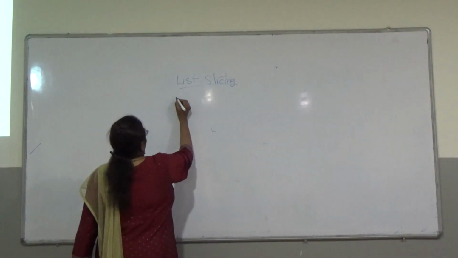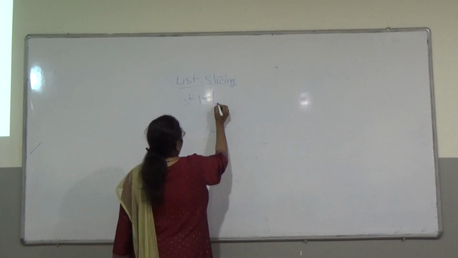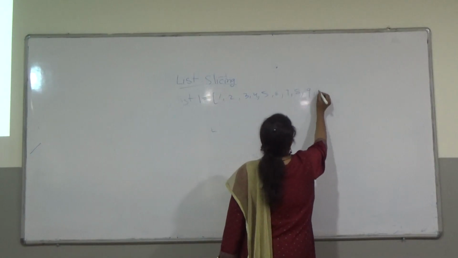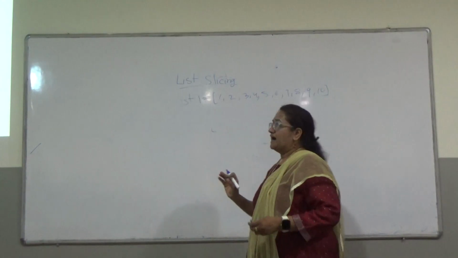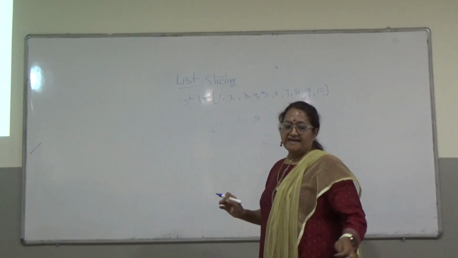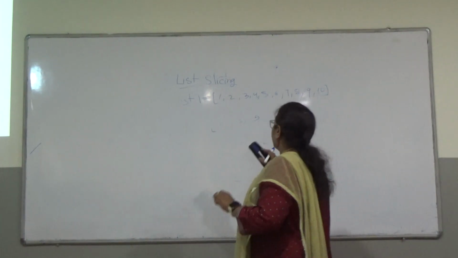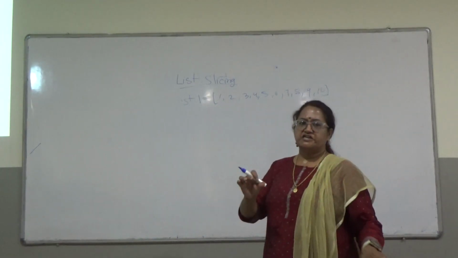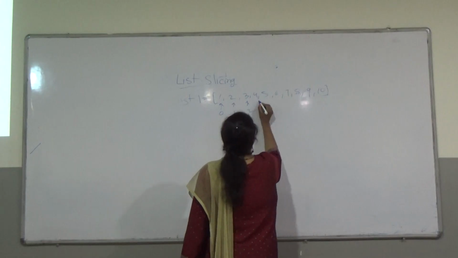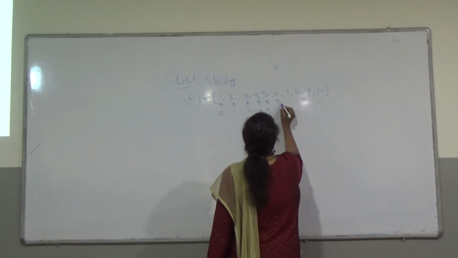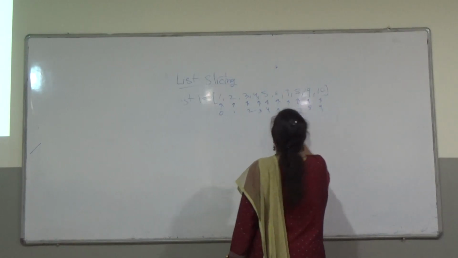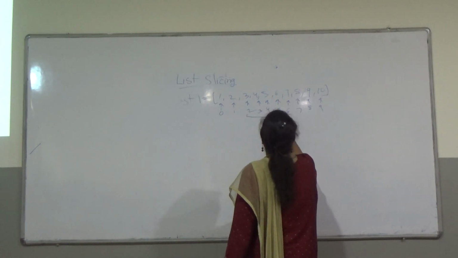So list slicing means, suppose I have a list 1, it consists of 10 elements, 1, 2, 3, 4, 5, 6, 7, 8, 9, 10. Now from this list, I want only the elements from index position 2 to index position 5. In this case, I can slice or I can make part of the list so that I can have elements only from second position to the fifth position. So here we can see that this is index position 0, 1, 2, 3, 4, 5, 6, 7, 8 and 9. So I want the slice from index position 2 to index position 5.